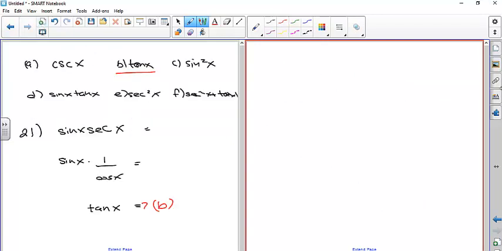Okay, let's do the next one, which is cosine squared x times secant squared x minus 1.